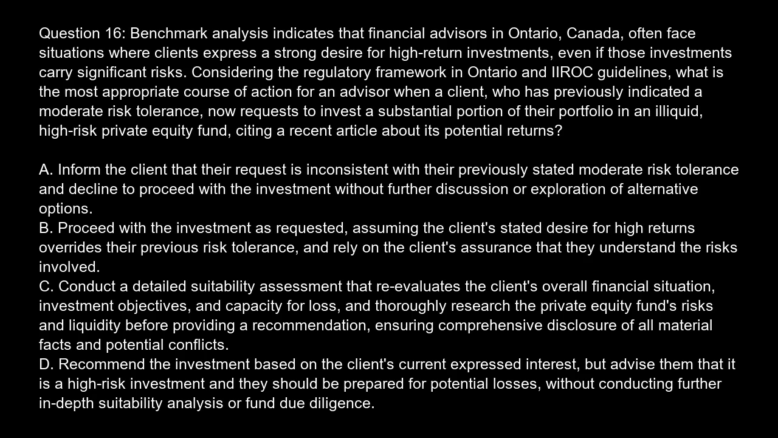Option A. Inform the client that their request is inconsistent with their previously stated moderate risk tolerance and decline to proceed with the investment without further discussion or exploration of alternative options. Option B. Proceed with the investment as requested, assuming the client's stated desire for high returns overrides their previous risk tolerance, and rely on the client's assurance that they understand the risks involved.